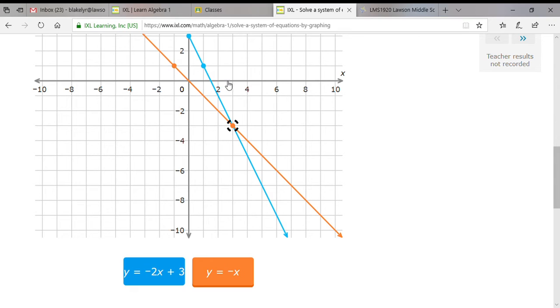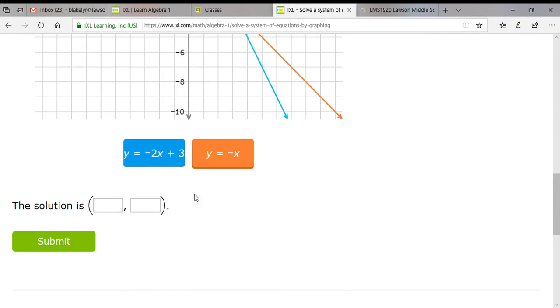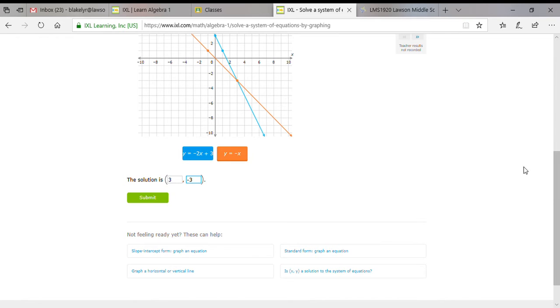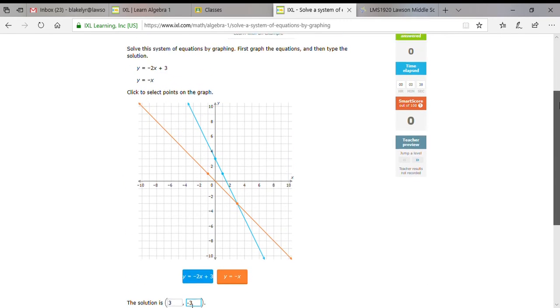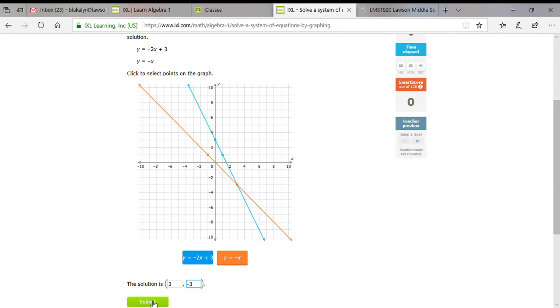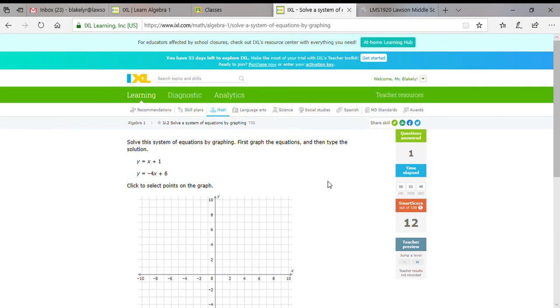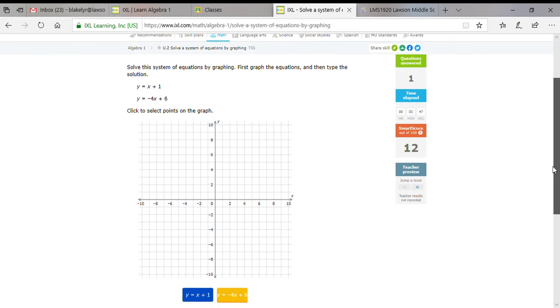At 1, 2, 3. So positive 3, comma, negative 3 is our solution. And we'll see what kind of adjective they give me. Am I amazing? Am I awesome? Am I brilliant? Am I fantastic? I'm awesome.